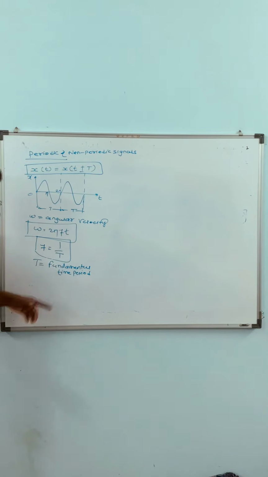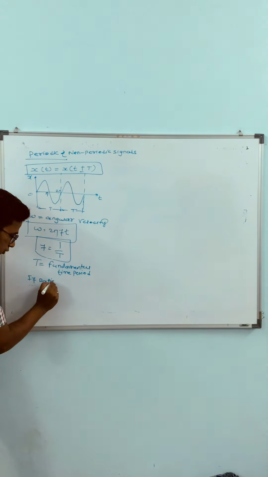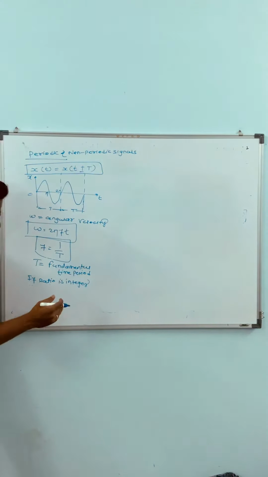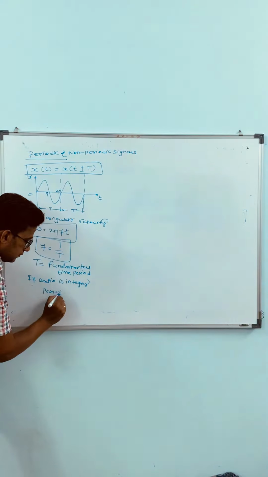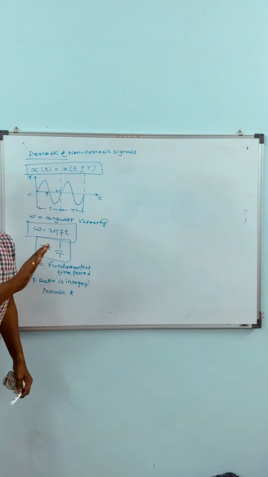This is the ratio. Listen carefully: if this ratio of frequency is an integer, I will write here: ratio is integer. You all know about integers. If this ratio is an integer, then the signal is periodic. Otherwise, if this ratio is not an integer, in other words, if this ratio is rational, then you can say the signal is periodic. Otherwise, this is a non-periodic signal.